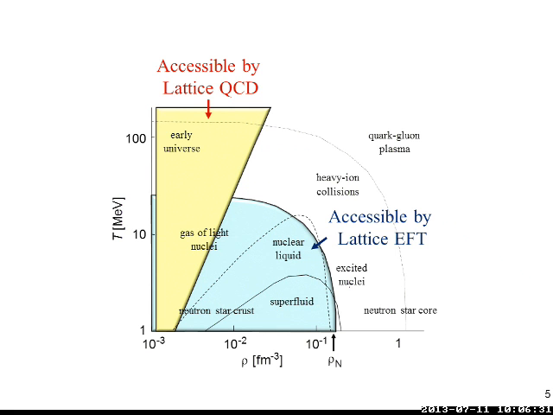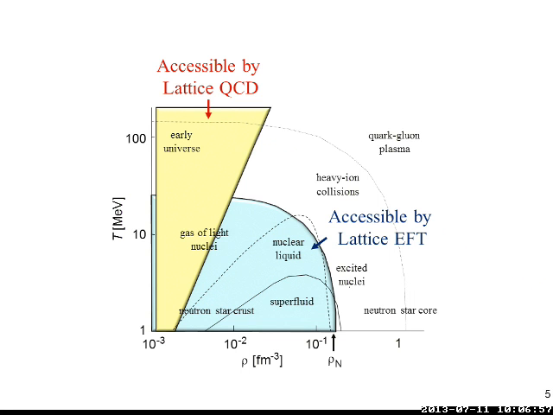Now, if you change the degrees of freedom you use for your simulation and work with protons and neutrons in a low energy effective theory, you can go to a higher density. And this is simply because it's a different structure. The degrees of freedom are different. And you actually have symmetries that help you out. And I'll explain a lot about that as we go along. So you can sort of get this kind of a convex region of the phase diagram.